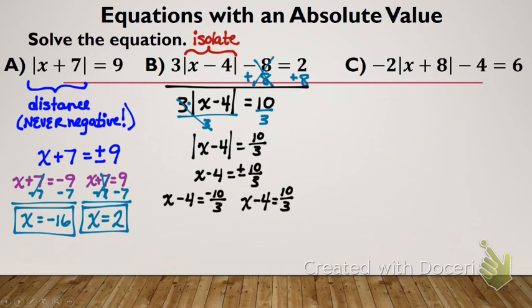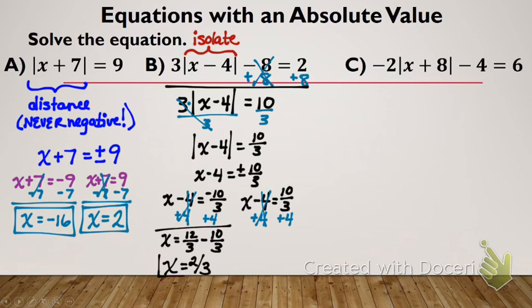What do I need to do on both of these? Add 4. Should I leave an answer as 4 minus 10/3? Would that be fully simplified? Okay, so I need to write it with a common denominator here. What should my numerator be if the whole thing should simplify to 4? 12. So x equals 12/3 minus 10/3. So what is x? 2/3. 12 minus 10 would give me 2. So 2/3 is one of the solutions here.